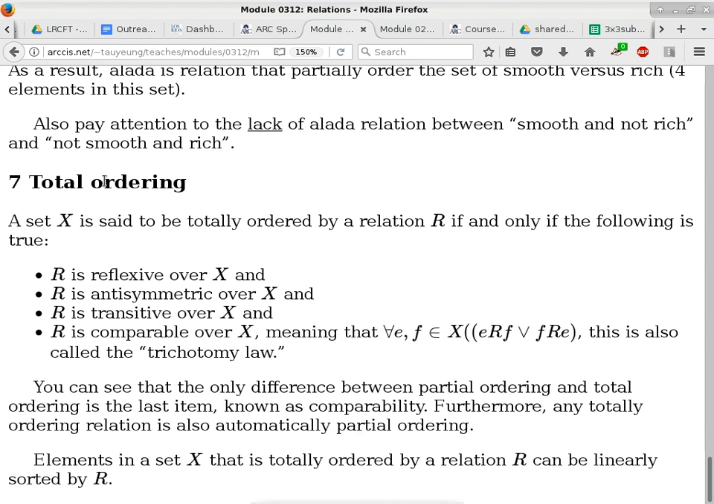Is it transitive? If A is less than or equal to B, and B is less than or equal to C, does that imply A is less than or equal to C? Yes. And the last one, which is really important for something to be total ordering instead of partial ordering. If I give you any two numbers, is it always true that at least one of these two is true? A is less than or equal to B, or B is less than or equal to A. Doesn't matter what A is, doesn't matter what B is. At least one of these two has to be true, right? So we know that less than or equal to as a relation defined over integers or real numbers is a total ordering kind of relation.